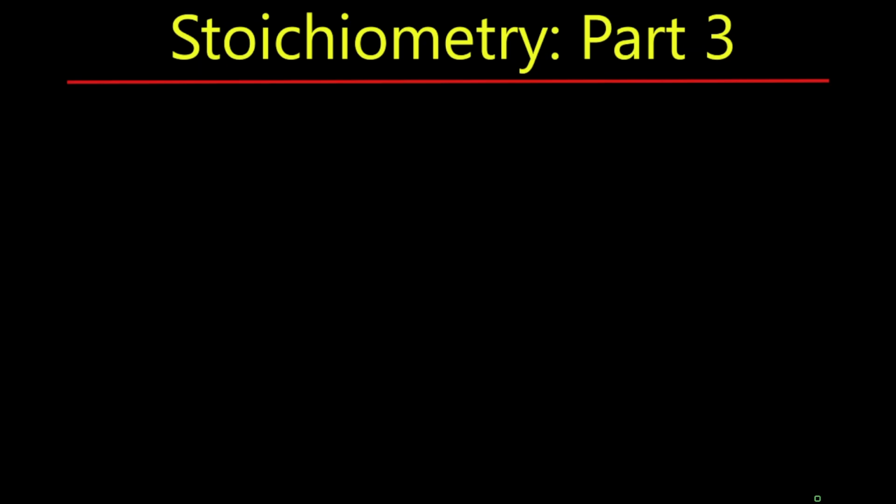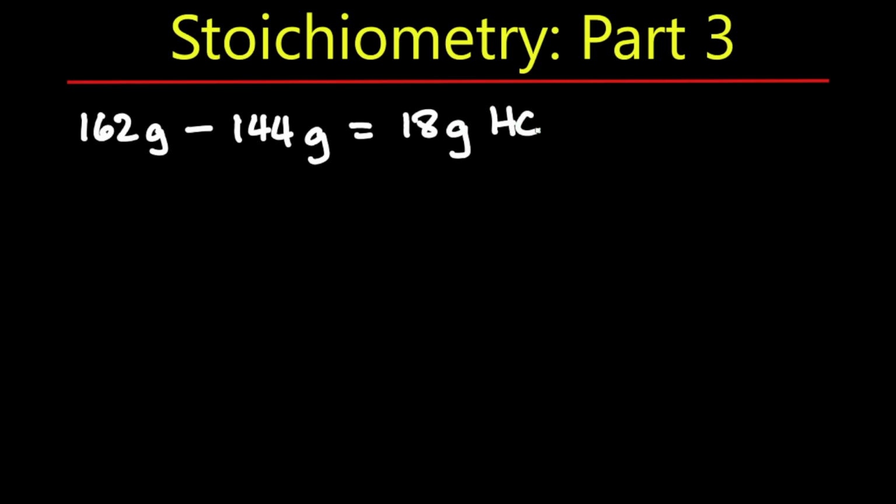Now, the follow-up question to the question that we just did earlier would often be, well, how much H2 will be left over? So what mass of hydrogen is left depends on how much you actually produced, right? So in this case, we would have 162 grams the hydrogen would have produced minus 144 grams that were actually produced. And we get 18 grams of HCl that would have been theoretically produced by the hydrogen.